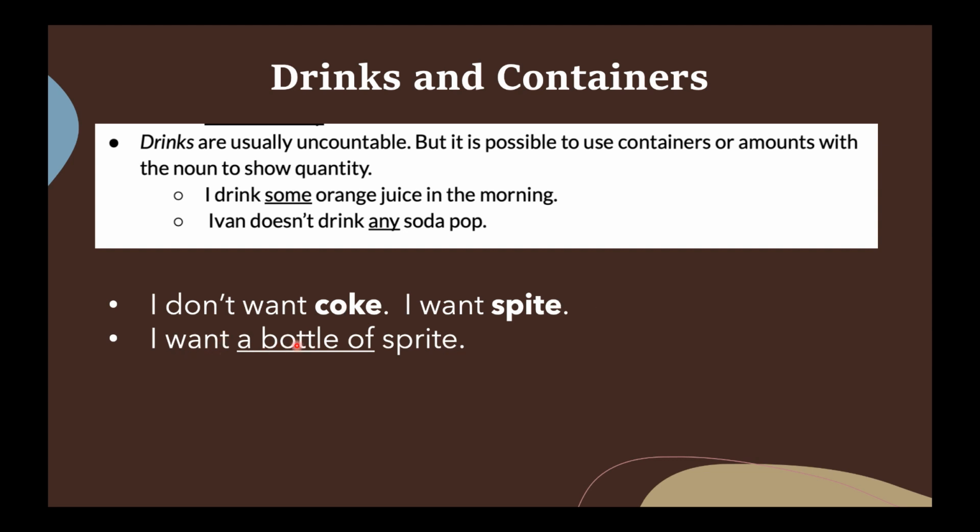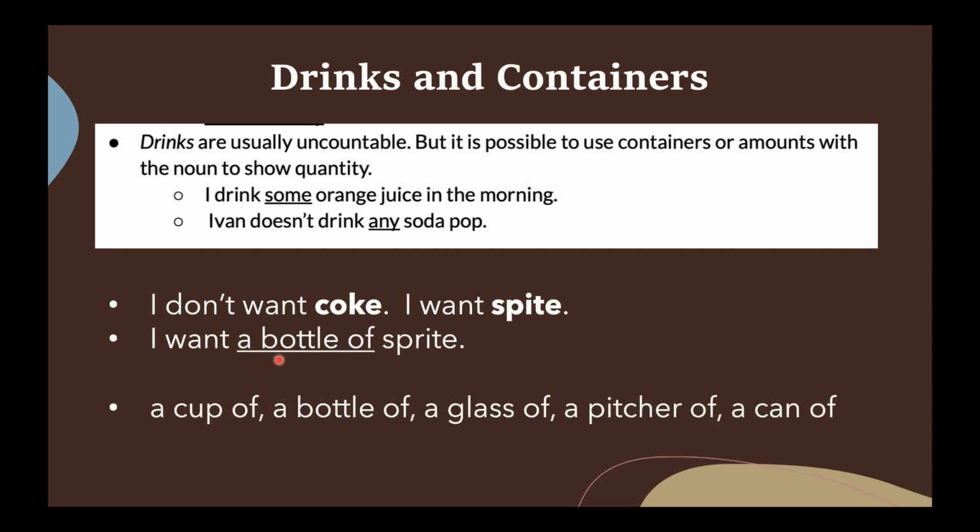근데 병은 셀 수 있죠. 병. I want a bottle, right? A bottle. I want a bottle. 병은 하나. 그러면 병은 셀 수 있으니까 I want a bottle of Sprite 라고 할 수 있어. I want a bottle of Sprite. 이거 다른 통, container 예요. A cup of, a bottle of, a glass of, a pitcher of, 아니면 a can of, right?